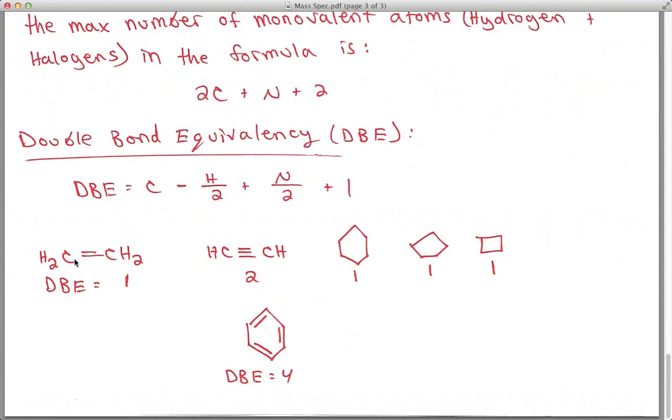So in this molecule, we have a DBE of 1, a DBE of 2. These each have a DBE of 1. There are no double bonds. A DBE of 4: this molecule has 3 double bonds plus 1 additional DBE that we add if we form a ring. So these rings here and this benzene ring.